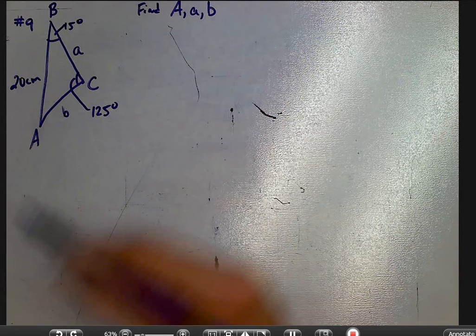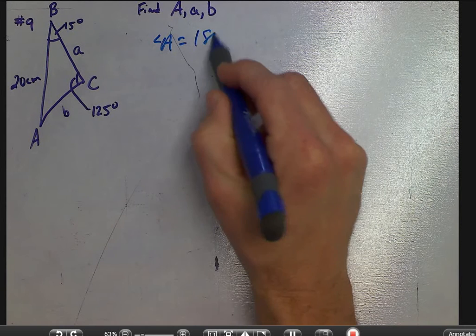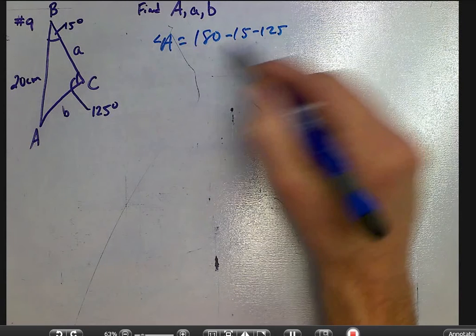Go ahead and try number 9. I went ahead and drew a picture for you of what it would look like out of the book. Press pause and come back. Angle A should be 180 minus 15 minus 125, so angle A is 40 degrees.